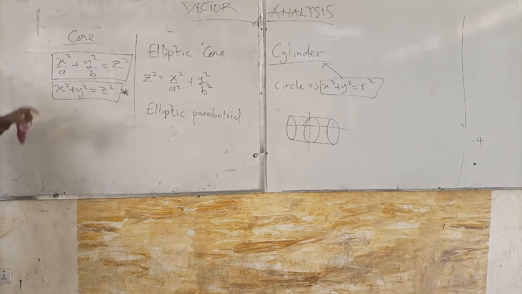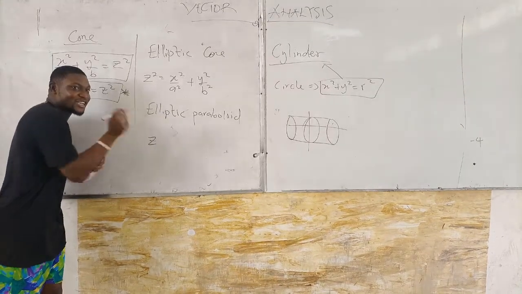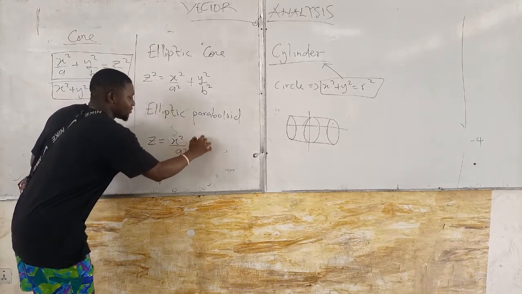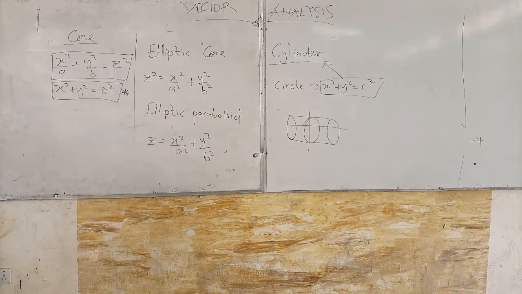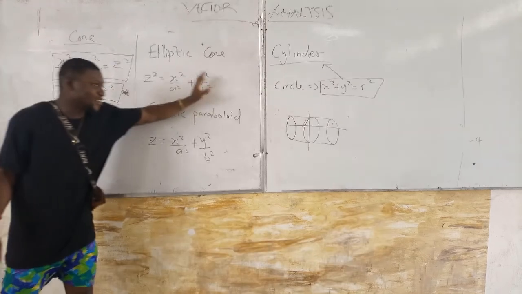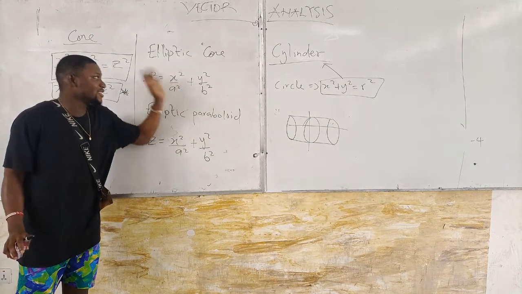I want us to generate certain parts over here. With the elliptic cone and the elliptic parabola, look at the resemblance. With the elliptic parabola, it's just that this C will not have a square, but the same thing will be there. So yes, it's a pattern. With the elliptic cone, the Z has a square, with everything also with a square. But with the elliptic parabola, the Z will not have a square, but I take the same format.